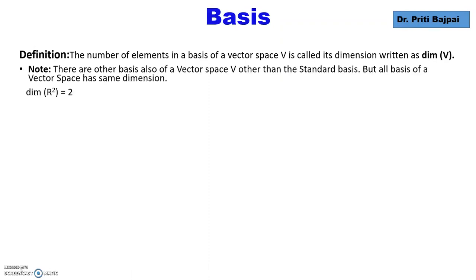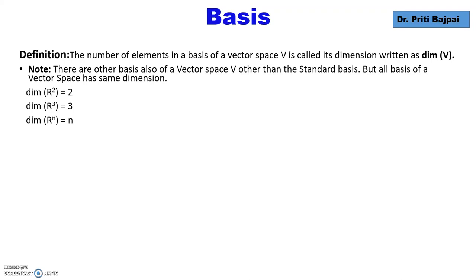The number of elements in a basis of any vector space is called the dimension and we write it as dim V. So does that mean that there are only standard bases of a vector space? No. There can be many other bases, or we can say that a subset S with different types of vectors can also form a basis. But one thing which we have to notice, whatever basis we have, the number of elements in the basis will always be the same. So, if we take the vector space R2 and take different bases of R2, still the dimension of R2 will remain 2.